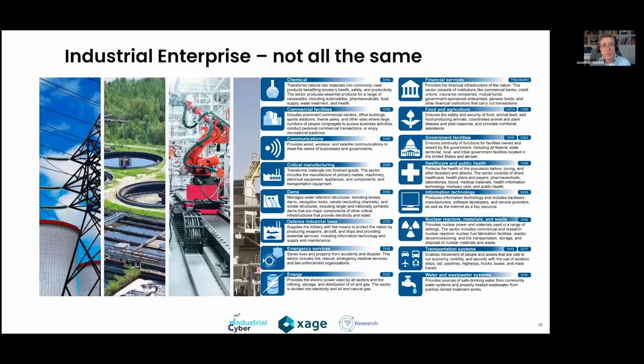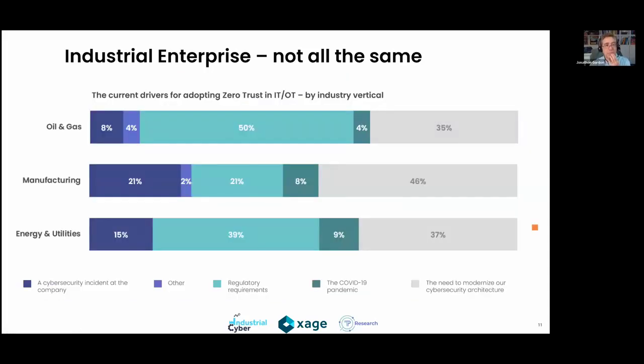So let's move on to look at some of the questions that we asked in this area as well. So looking at the motivations for adopting or looking at zero trust across different industries, we pulled out 3 industries here that are hopefully quite different. You can see, for example, in oil and gas up here, 50% of respondents highlighted that regulatory requirements was their primary motivation. And the energy sector is not too far behind that.